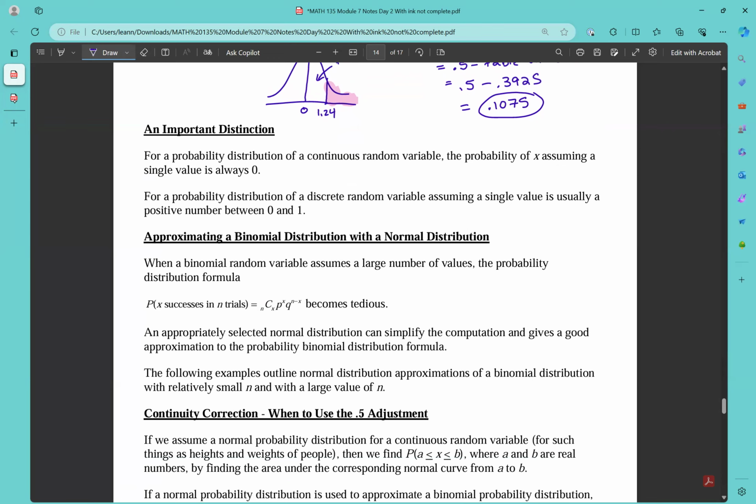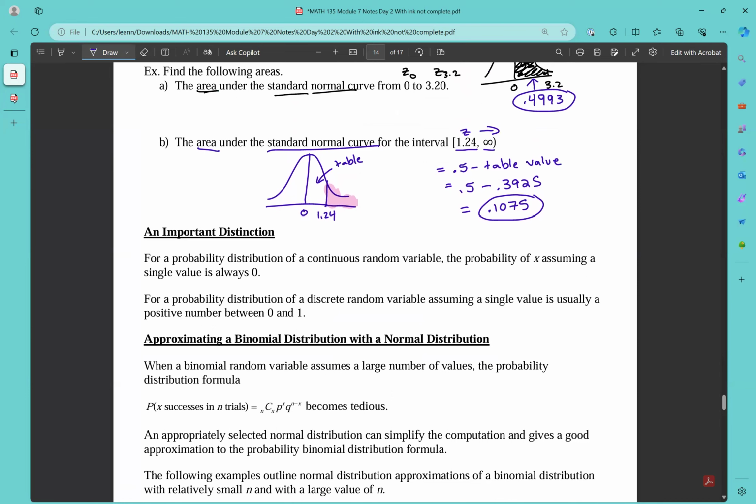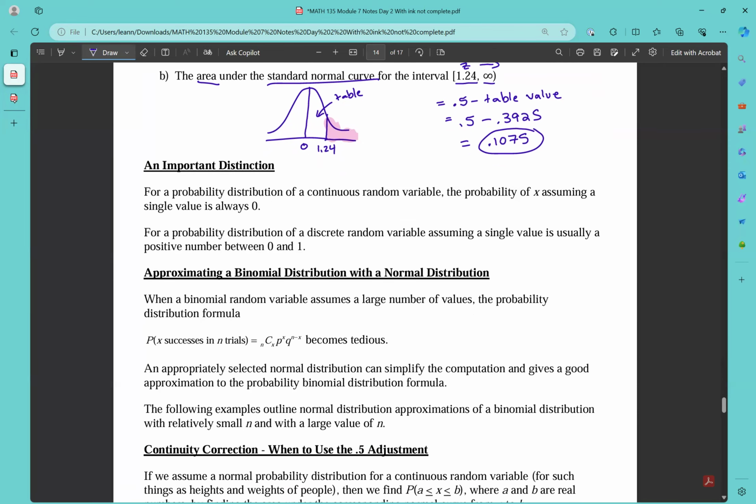Okay. So for a probability distribution of a continuous random variable, the probability of x assuming a single value is always 0. In other words, if they ask what's the probability of being a specific number, that is 0. The probability of a discrete random variable assuming a single value is usually a positive number between 0 and 1. Because when we do continuous variables, we're not doing a single value. Notice we're shading a region. To find a probability, we have to be looking at a continuous set of numbers. So that's the difference between what we were doing before, where we were just doing a single probability, and these are on a continuum.